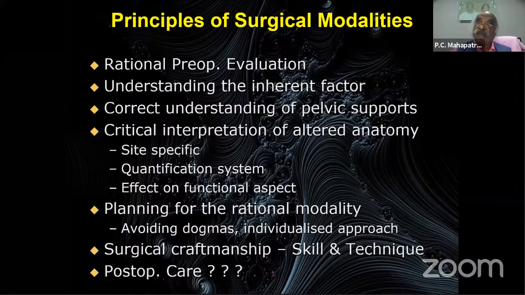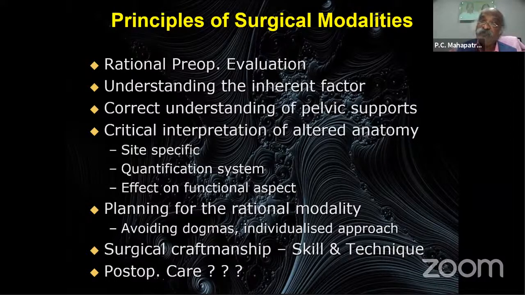Then second is understanding the inherent factor. You understand whether it's going to be a recurrent prolapse from the beginning. Are there any aggravating factors like a chronic cough and all that? Then, correct understanding of pelvic supports. This is important, and that's why I will elaborate and spend a little time on the pelvic supports, more specifically the ligamentary supports. Then, critical interpretation of altered anatomy, that is the purpose of POPQ, the site-specific quantification system, effect and functional aspect. What is the effect? And planning for the rational modality, avoiding dogmas, an individualized approach depending on the problem. You individually select and plan it, and surgical planning is important. So you do surgical planning before contemplating any surgery.